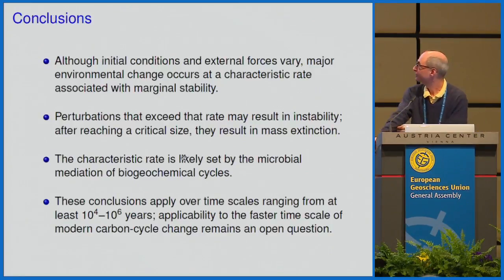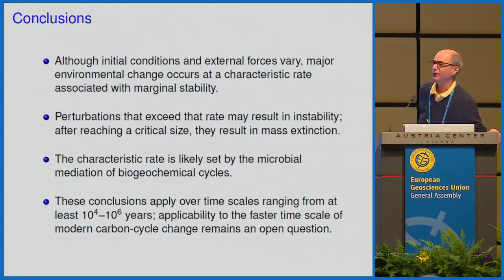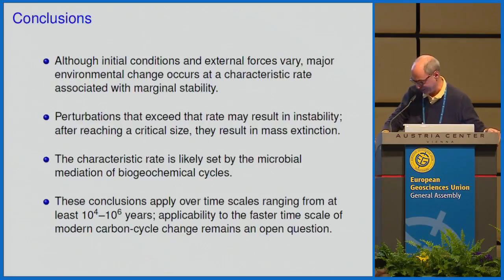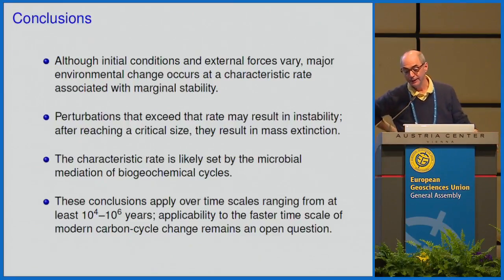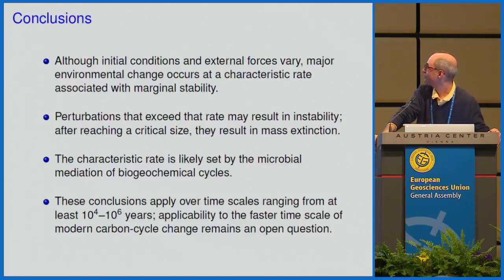Okay, so finally, conclusions. There's no doubt that all of the events in the geologic record are in some sense different, all right? If for no other reason than their initial conditions are different, and probably the environmental stressors on the system are different. But somehow, the major environmental change which results is occurring at a characteristic rate, and it appears to be associated with marginal stability. The perturbations that exceed that rate tend to result in a biospheric instability, and after reaching a critical size, they result in mass extinction.